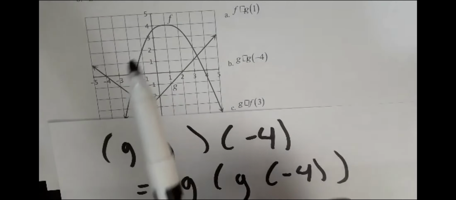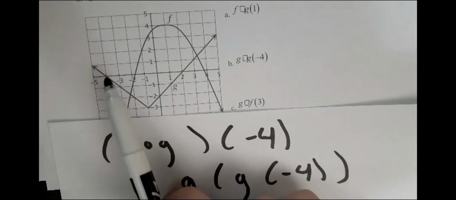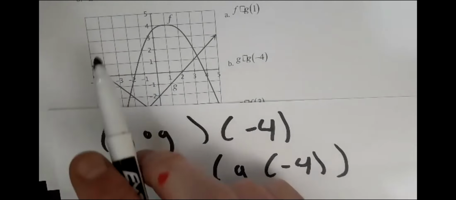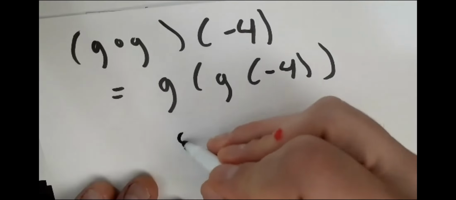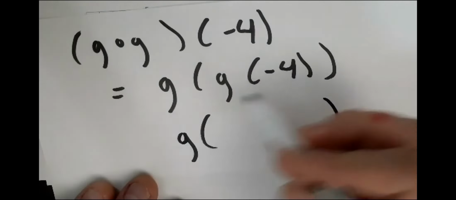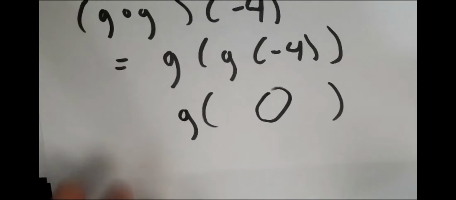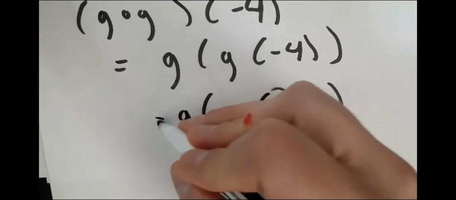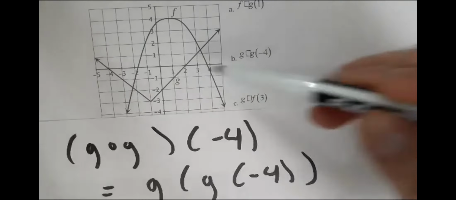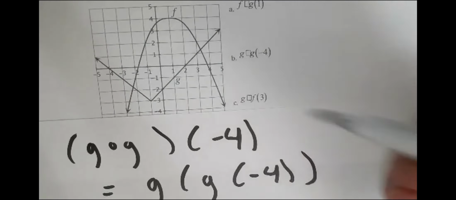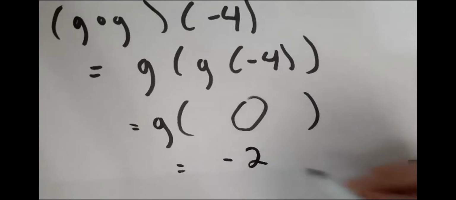So we want to go to -4. I want to know what my g value is at -4. My g value at -4 is 0. So this thing is evaluated to 0. Now I want to know what g of 0 is. So now I'm going to 0, and my x value, I'm looking here at g. This is giving me -2.